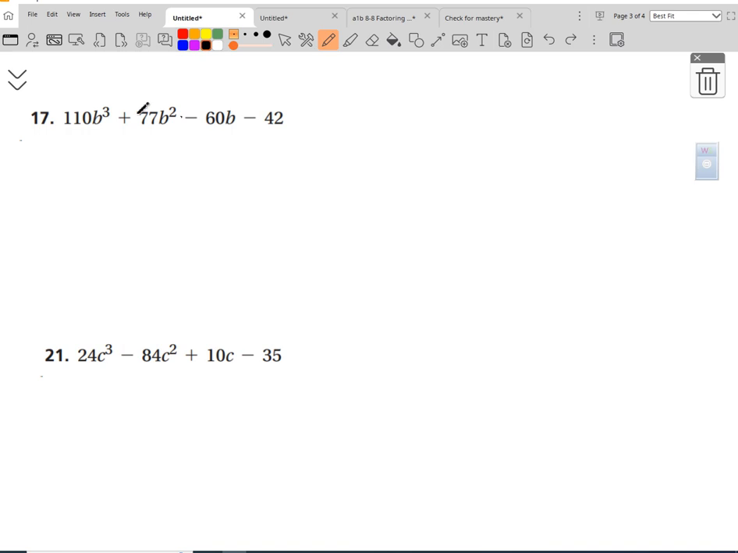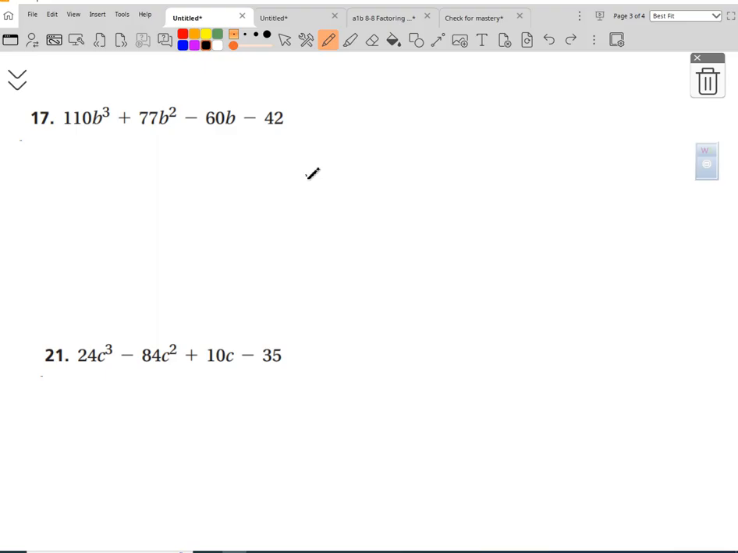All right. So we always start with: is there a GCF? Is there something that will come out of all four terms? There's not a variable in all four terms. An easy one is, are they all even numbers? Because if they're all even numbers, 2 will come out of it. They're not, right? 77 is odd. They don't all end in a 0, so 5 or 10 won't come out of it. They don't all end in a 5. So, from what I can see, I don't see a common factor.